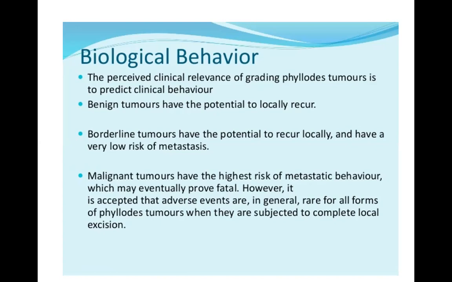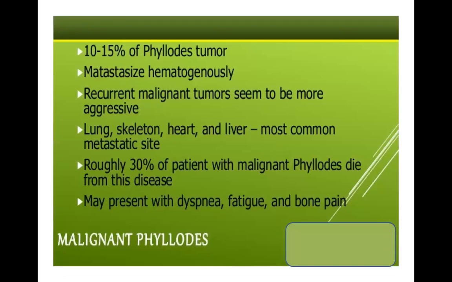So it is accepted that all forms of phyllodes tumors, when they are subjected to complete local excision, the malignant phyllodes tumors account for 10 to 15% or 20% of the phyllodes tumors. They metastasize hematogenously. Recurrent malignant tumors seem to be more aggressive ones. The most common metastatic sites for malignant phyllodes are lungs, skeleton, heart, and liver. 30% of the patients with malignant phyllodes will die from this disease. Patient may present with symptoms of metastasis.